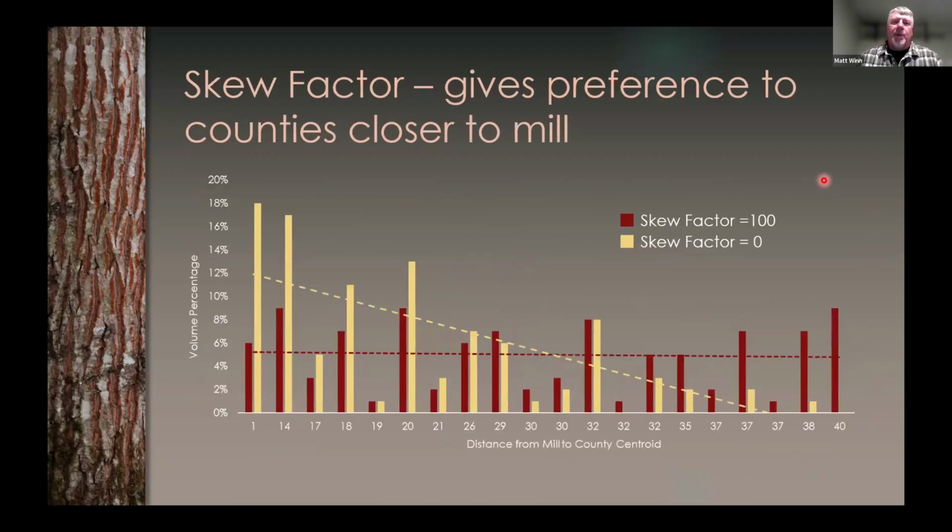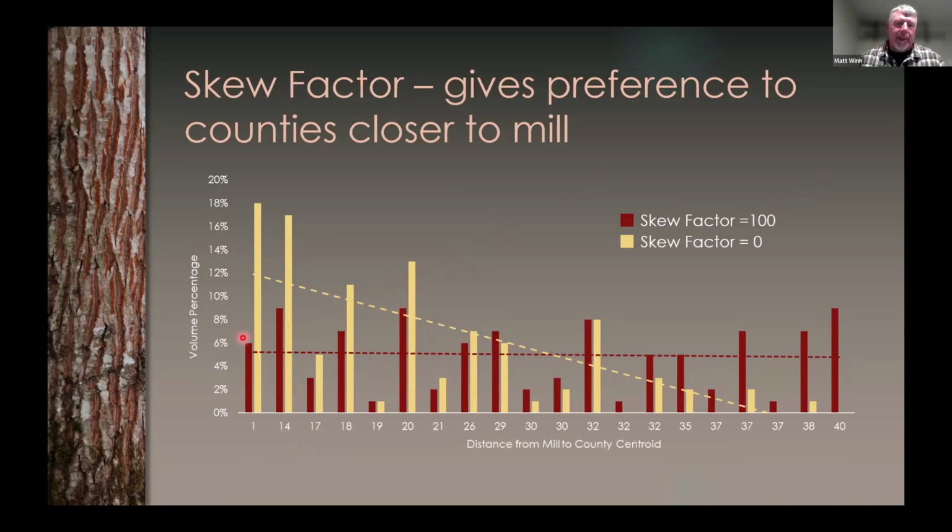So as I mentioned before, what the skew factor does is it kind of gives preference to counties that are closer to the mill. So the factor, it's a percent value that ranges from 0 to 100. You can kind of think of it as the likelihood that a mill will bring in logs from the maximum distance, so whatever their procurement radius is. So if you look at the graph, a skew factor of 100 basically means that they're just as likely to get logs from the maximum distance as they are from the counties closest to the mill.